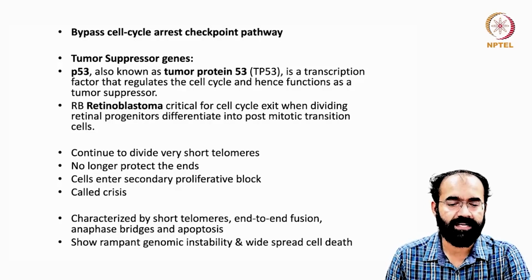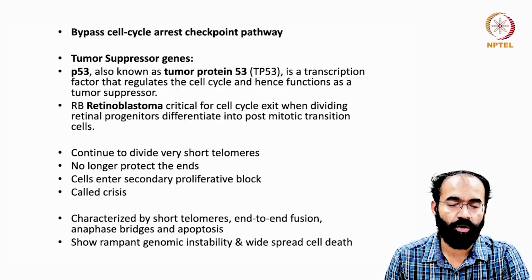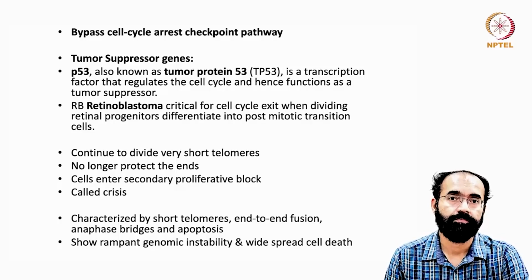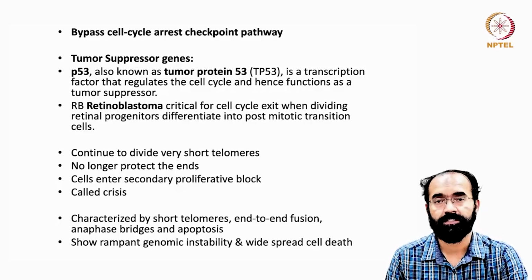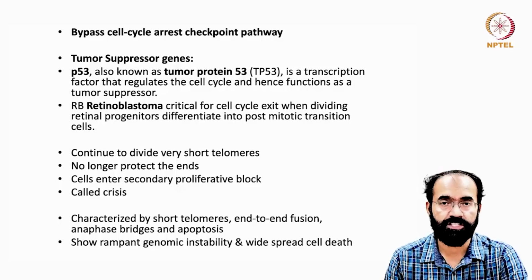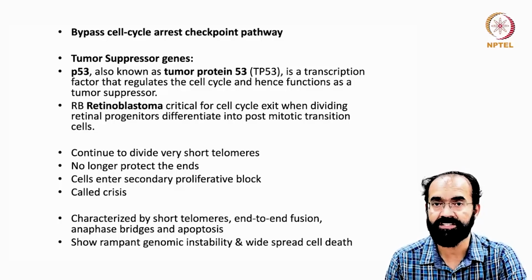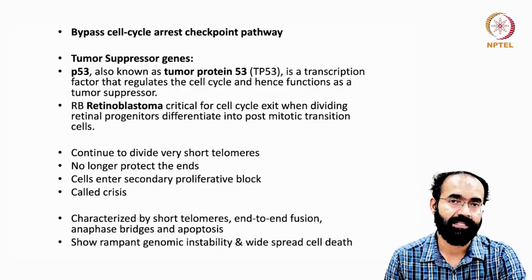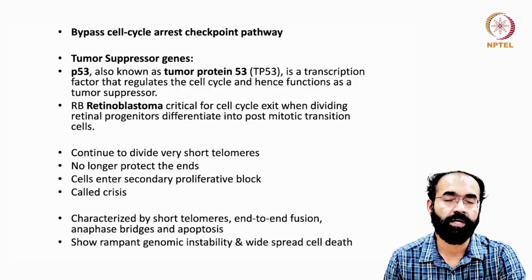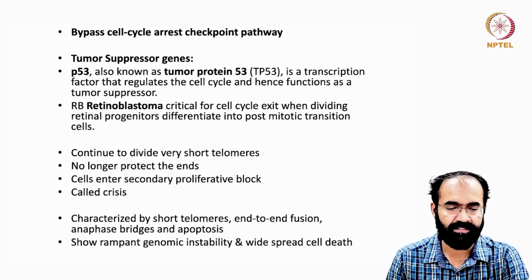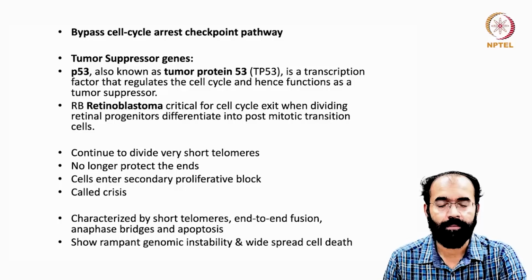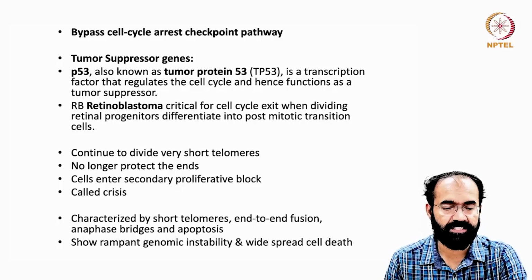So we should understand the normal point of a cancer progression, or the normal situation in which a cancer initiation can happen once it has reached the Hayflick limit. That means genetic instability comes and it can start showing the real signs of cancer. So let us see about the role of tumor suppressor genes.